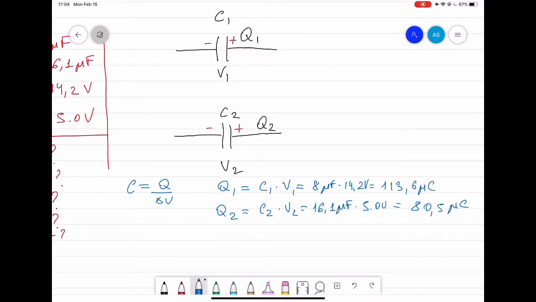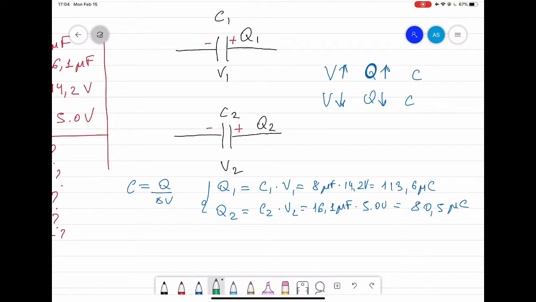First of all, C is constant. Each capacitor has constant capacitance. That means if you increase the voltage, you will increase the charge in the capacitor, and if you decrease the voltage, you will decrease the charge in the capacitor. The capacitance is always constant. The only things changing here are V and Q. That's clear. Now this is all the initial part.